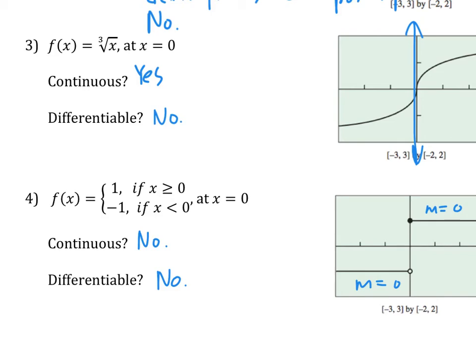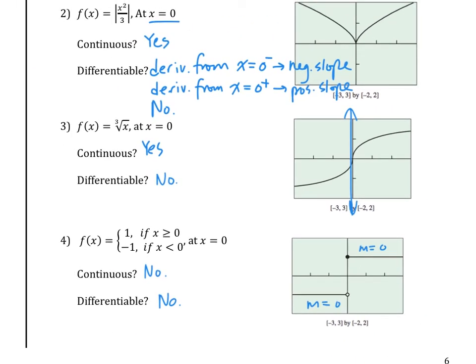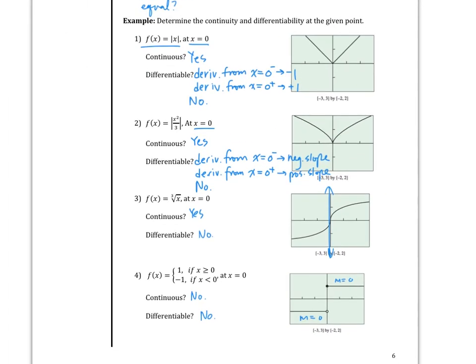Actually, what you want to do is memorize these 4 graphs. These are typical graphs of why things are not differentiable. The main idea is that any sharp corners are not differentiable. Any discontinuity is not differentiable. Anything that gives you a vertical tangent line is not differentiable. So these are the main 3 things that cause something to be not differentiable.